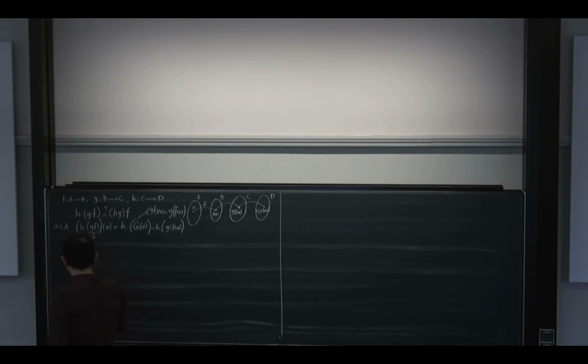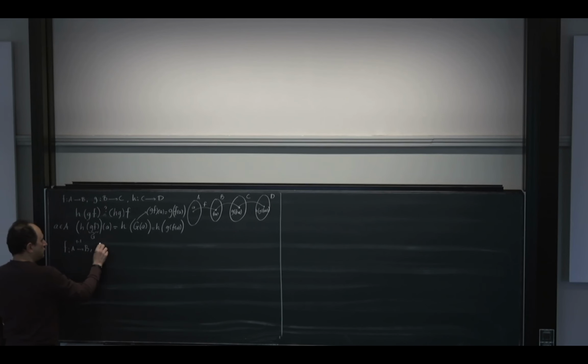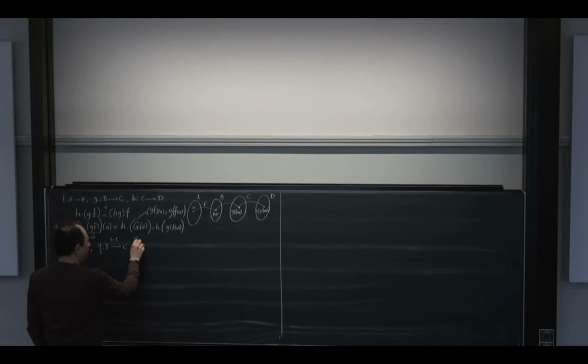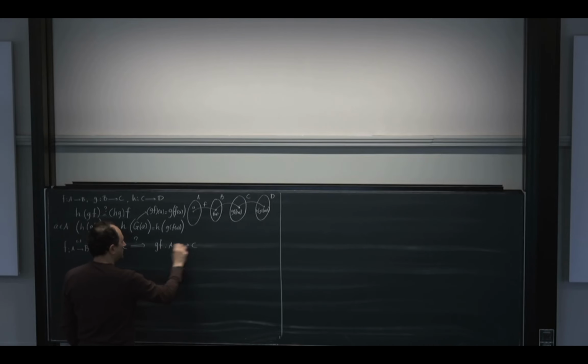For example, if I give you F from A to B, so this is one-to-one, injective, and G from B to C, this is also injective, one-to-one. The claim is that G after F, GF, which goes from where to where? F takes me from A to B, and G takes me from B to C, so G after F takes me from A to C. I want to show that this is also one-to-one. That is what this theorem is claiming.